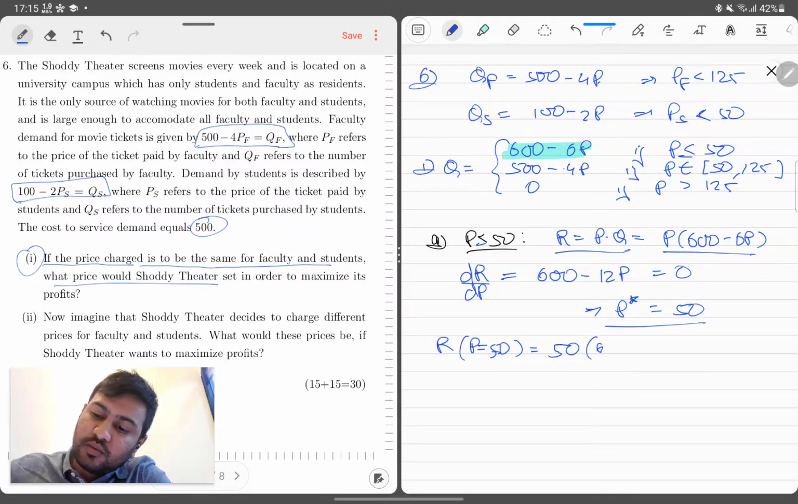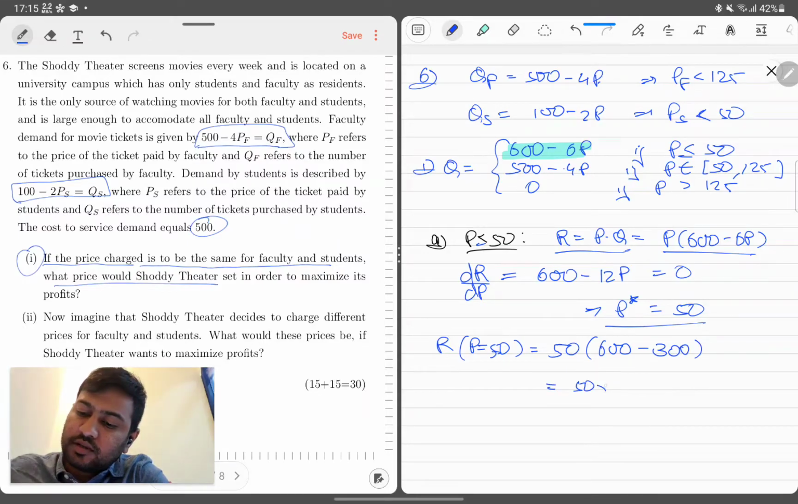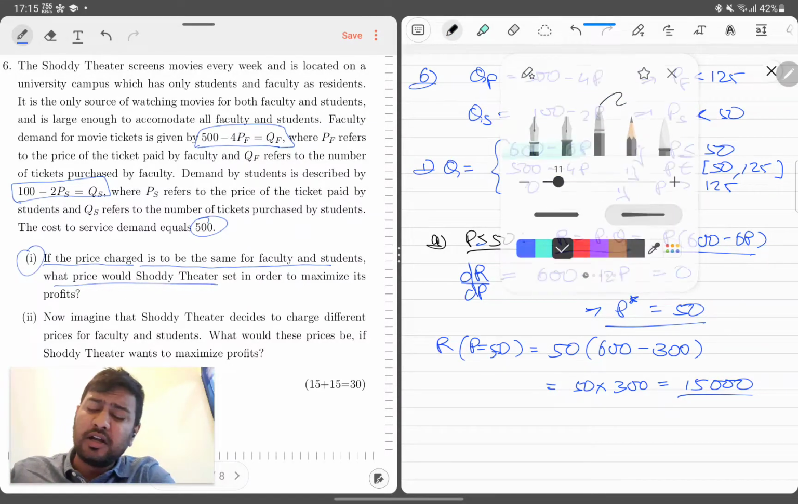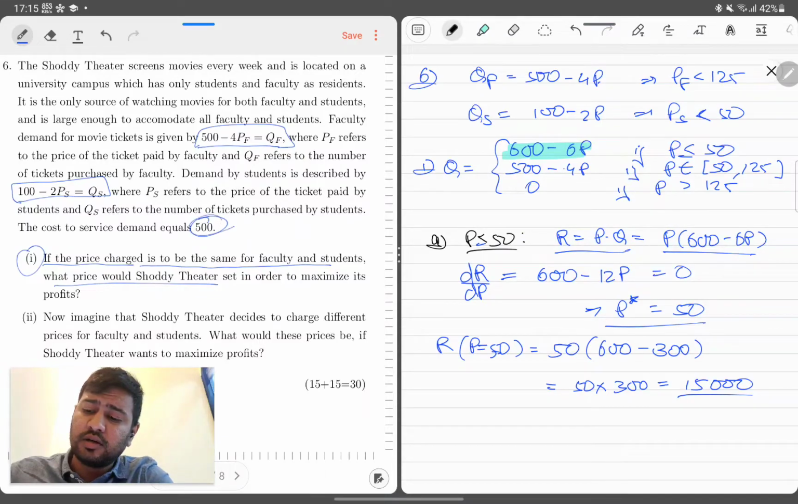So 50 into 600 minus 6 times this is 300, right? So that's 50 into 300, so that is 15,000. Okay, so that's my case A, 15,000. Definitely greater than 500, so there's no point even focusing on this 500. It's irrelevant at this point.